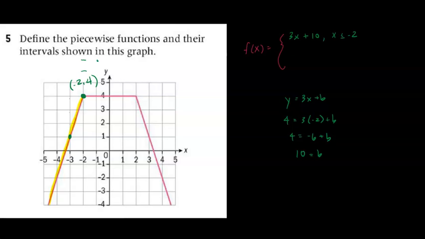Now it looks like from here to here it's a horizontal line. And so what is that horizontal line? It's just going to be 4. And then we define the parameters of that part of the piecewise function. So x is going to be greater than -2. It can't be equal to, because we've already used up this point on that linear function. Okay? And then greater than 2. Or you can put equal to 2.